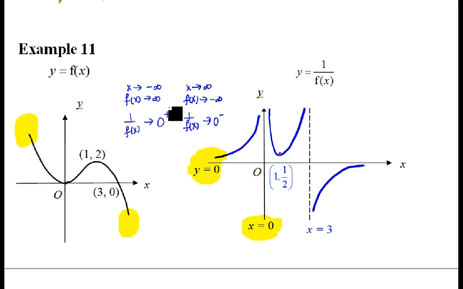Questions? Yes. Which point 0? This one, and then here. This becomes a vertical asymptote. There's no point, there's no 0, 0, because if it's 0, 0, you take the reciprocal of 0, you get undefined. So it becomes a vertical asymptote.